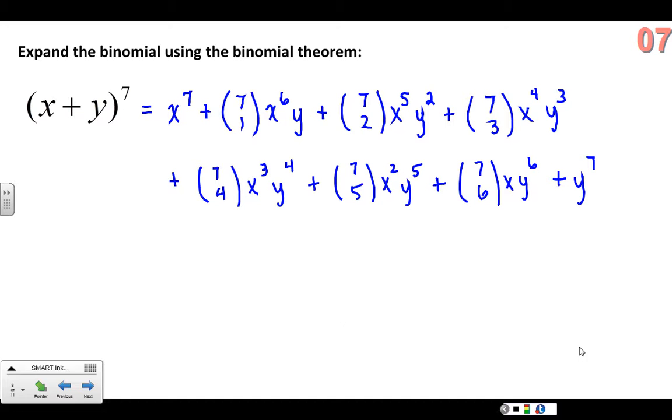Okay, so we've got to do our combinations here. 7 choose 1, and so on. So x to the 7th, we've got that. Now 7 choose 1. I could look back at Pascal's triangle if I wanted to, but I'm just going to do this with the combination. 7 choose 1 would just be 7.